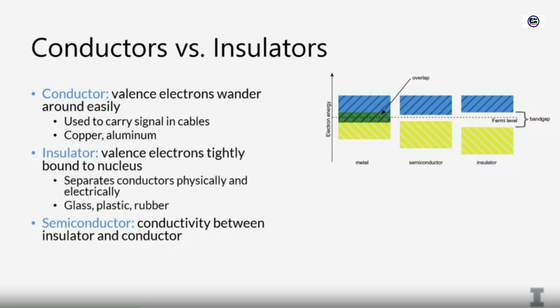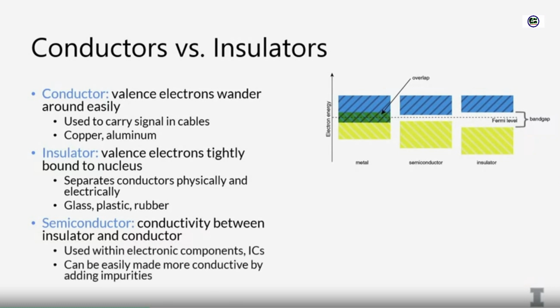Insulators are used where you want to separate conductors. If you want to take a conductor, but you don't want it to touch another conductor, you can wrap it in an insulator. For this, use things like glass, latex, plastic, and rubber. And then there's semiconductors. Semiconductors are what we use to build electronic components like integrated circuits. Semiconductors are materials where you can easily make them more conductive by adding impurities.